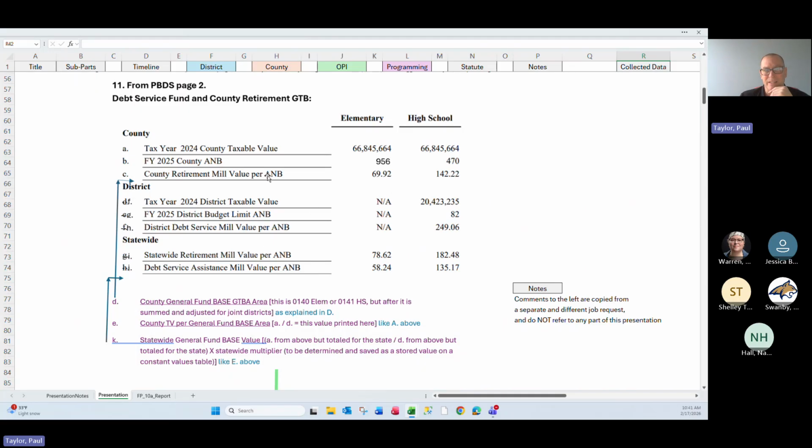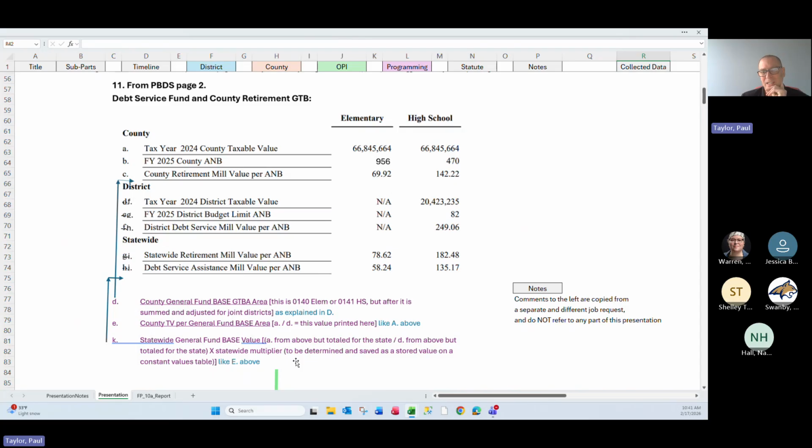And what you can see here is here's what we've always written there. This is this county taxable value. We need the county A and B for retirement GTB. And that's their ratio for that calculation. So what we're considering doing here, or what we've been working on, and these are just some notes, they don't correspond to anything in the spreadsheet.